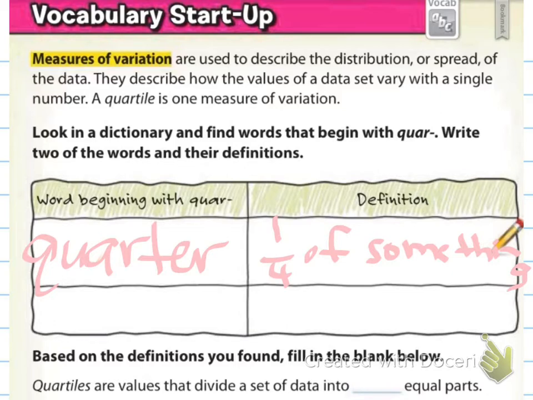Based on the definitions there, fill in the blank below. Quartiles are values that divide a set of data into blank equal parts. And hopefully you know that it's 4 equal parts. Quarter is 1/4 of something. Quartile is going to be 4 as well, 4 equal parts.